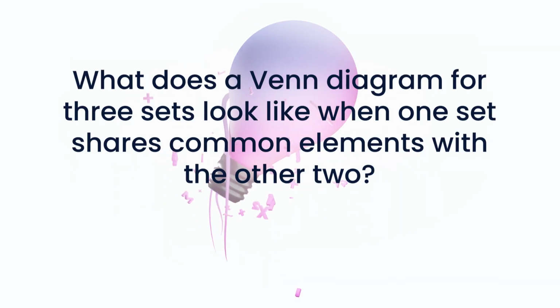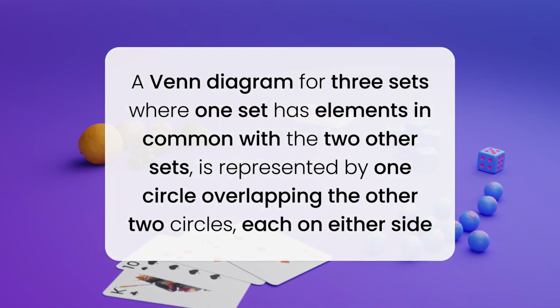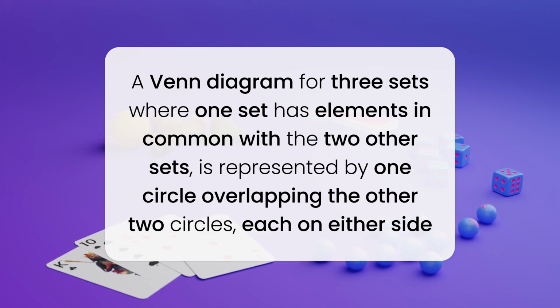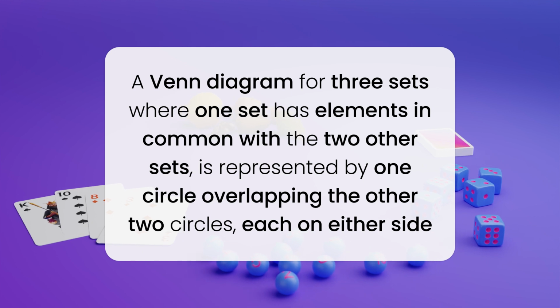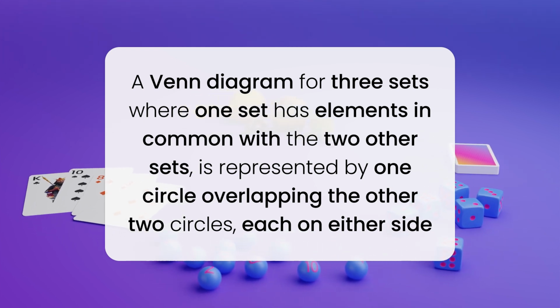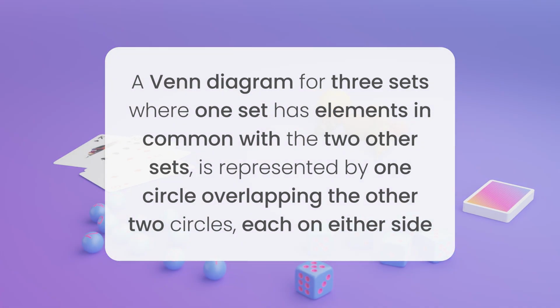What does a Venn diagram for three sets look like when one set shares common elements with the other two? A Venn diagram for three sets, where one set has elements in common with the two other sets, is represented by one circle overlapping the other two circles, each on either side.